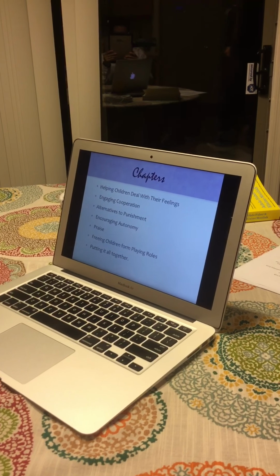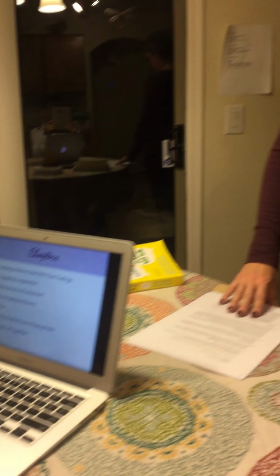All right, so first off, there are 6 chapters in the book. The first one is helping children deal with their feelings. The second is engaging cooperation. These are the 2 chapters that I'm going to focus on primarily in this discussion.